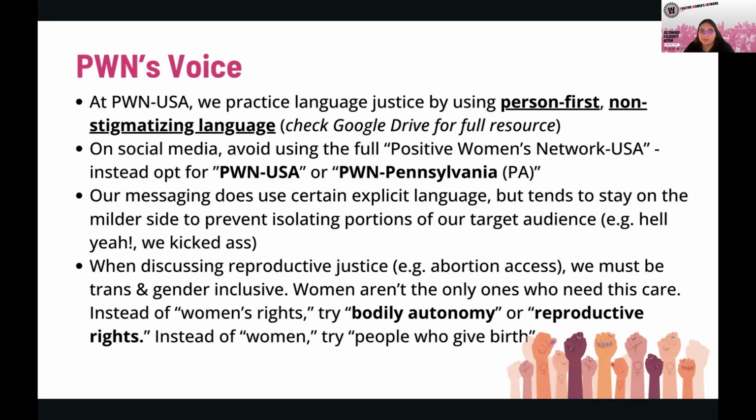And the last point is when we're discussing reproductive justice, for example, abortion access or abortion healthcare, we must be trans and gender inclusive, which we've talked a little bit about previously, but just reminding folks that women aren't the only ones who need abortions or abortion care. So instead of saying women's rights, try bodily autonomy or reproductive rights. And instead of saying women when we're talking about abortion care, try saying people who give birth or people who have uteruses, those kinds of things, because women aren't the only ones who need abortions. And we want to be inclusive and not isolate any folks.